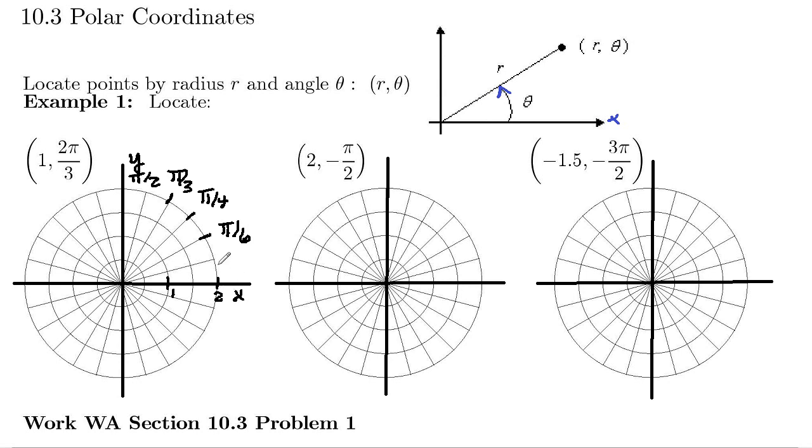2 units. So we'd go out 1 radially here, and then we'd rotate 2 pi over 3 counterclockwise. So pi over 3 is here. 2 pi over 3 would be right there. So it would be that point right there. Now notice that this is the same as if you did a positive 1 radially and then went pi and another pi over 3 in the opposite direction. So this is the same as 1 comma negative 4 pi over 3.